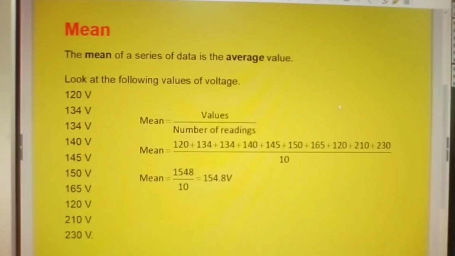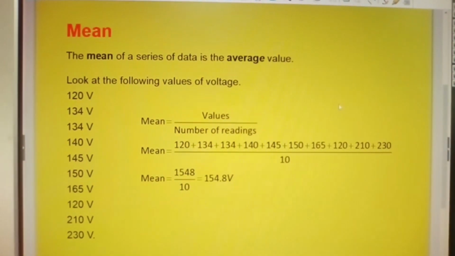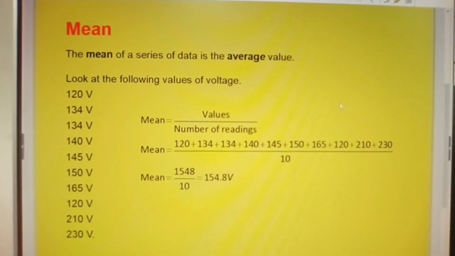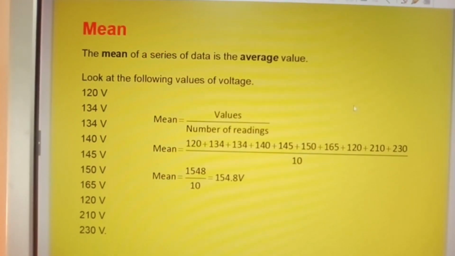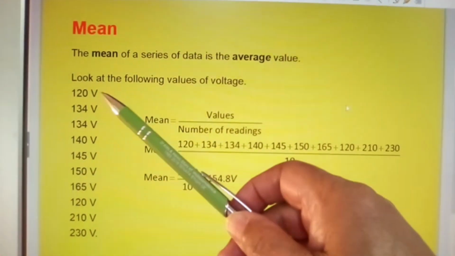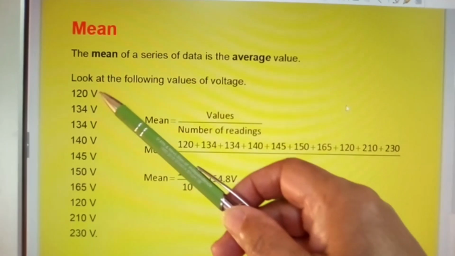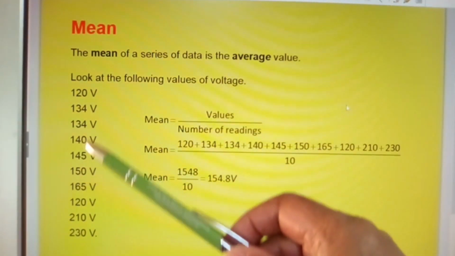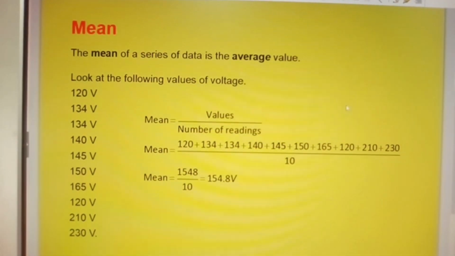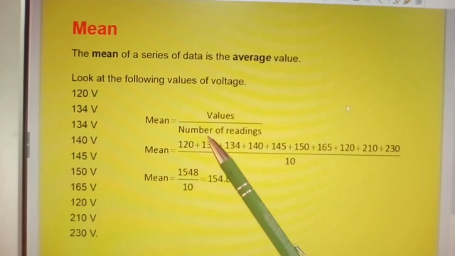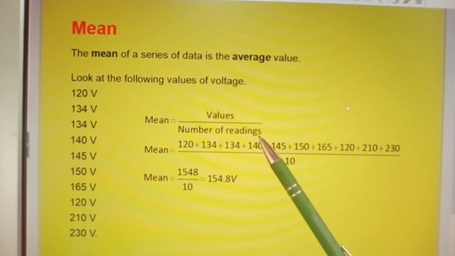The mean of a series of data is the average value. So if you're looking for the mean of a value in regards to data you have collected, look at the following values. Here you have 120 volts, 134, and so on. Mean equals the sum of the values over the number of readings.